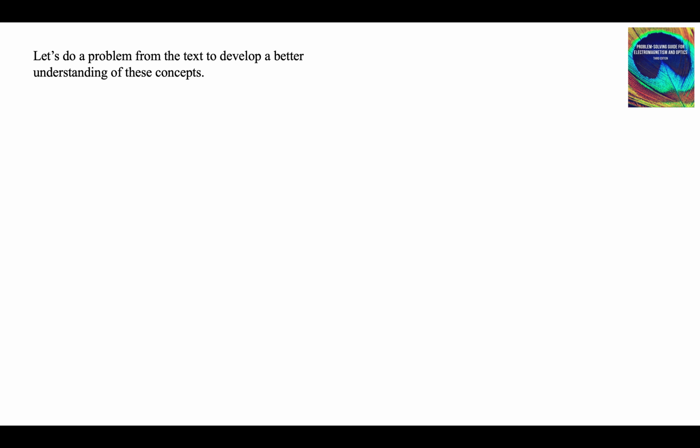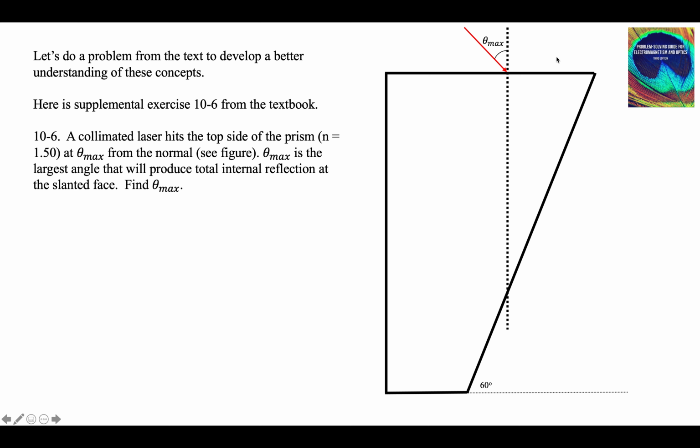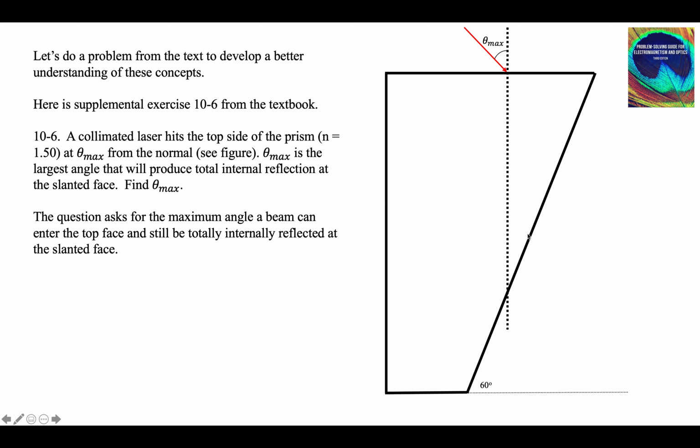Let's do a problem from the text to really get a good understanding of how this works. We're going to use supplemental exercise 10.6 from the textbook. Here it is. You have a laser beam hitting the top of a prism. The index of refraction of the prism is 1.50. At some maximum angle, when it hits this surface, it's totally internally reflected. If I go further, if I make theta max bigger, it will come out this side. We don't want it to come out. What's the maximum angle from the normal we can hit the top of this prism so it doesn't come out the side? What's that maximum angle? That's the question.